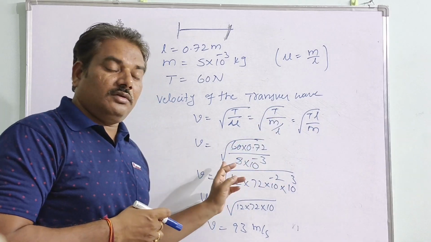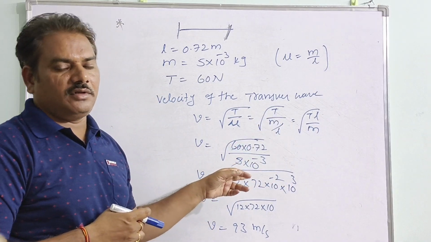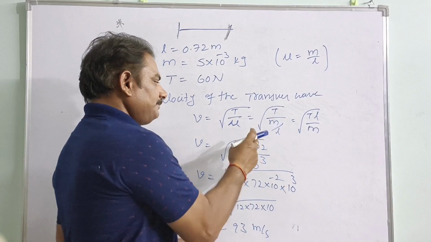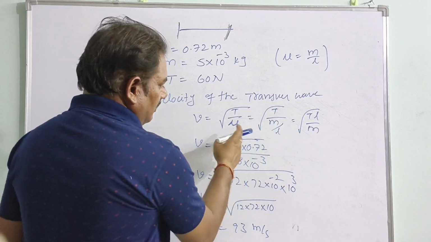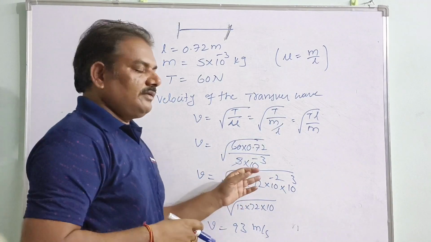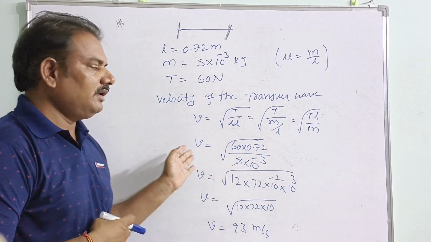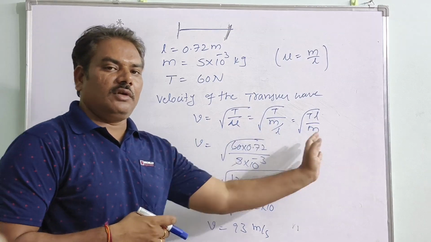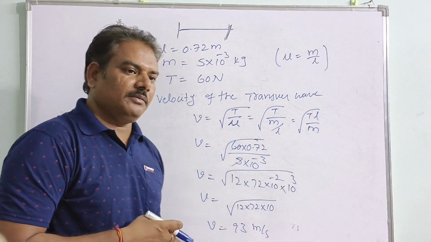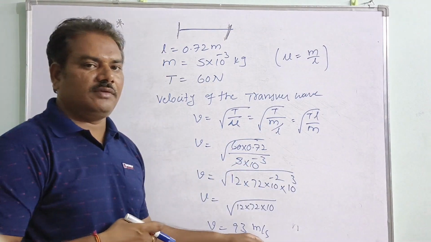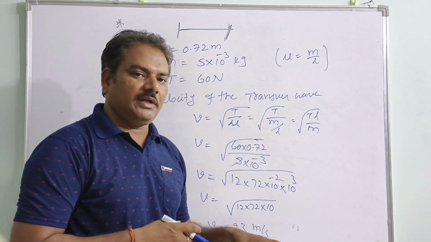T equal to 60, length equal to 0.72 and mass value 5 into 10 power minus 3. Substitute all these values in the equation V equal to under root TL by m. Then we get velocity of the transverse wave V equal to 93 meter per second.